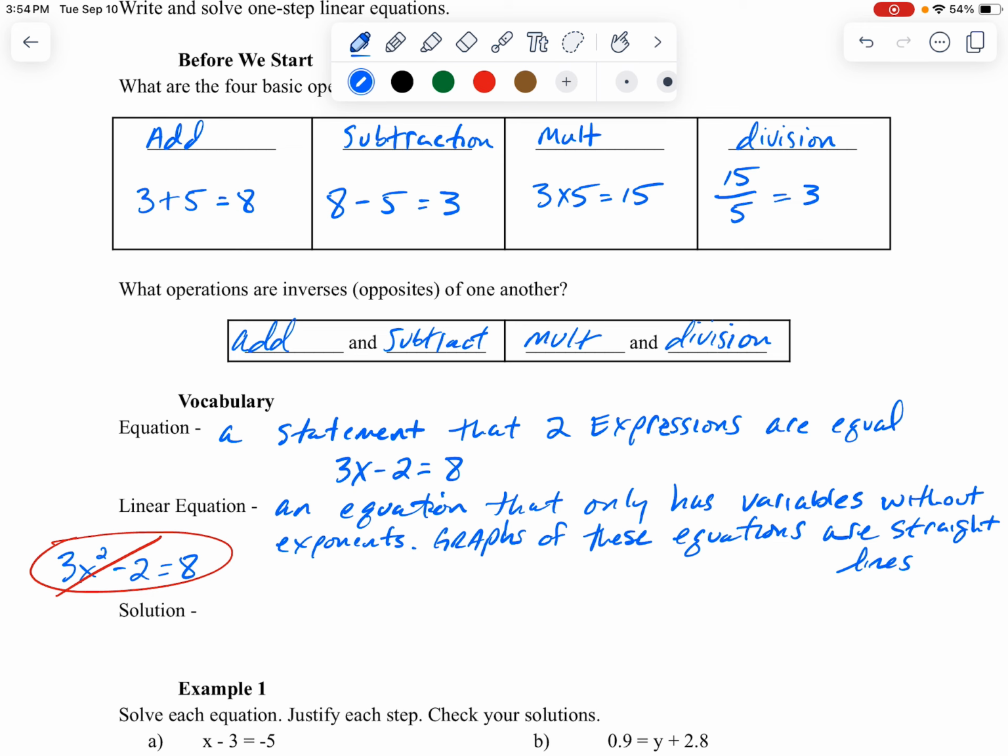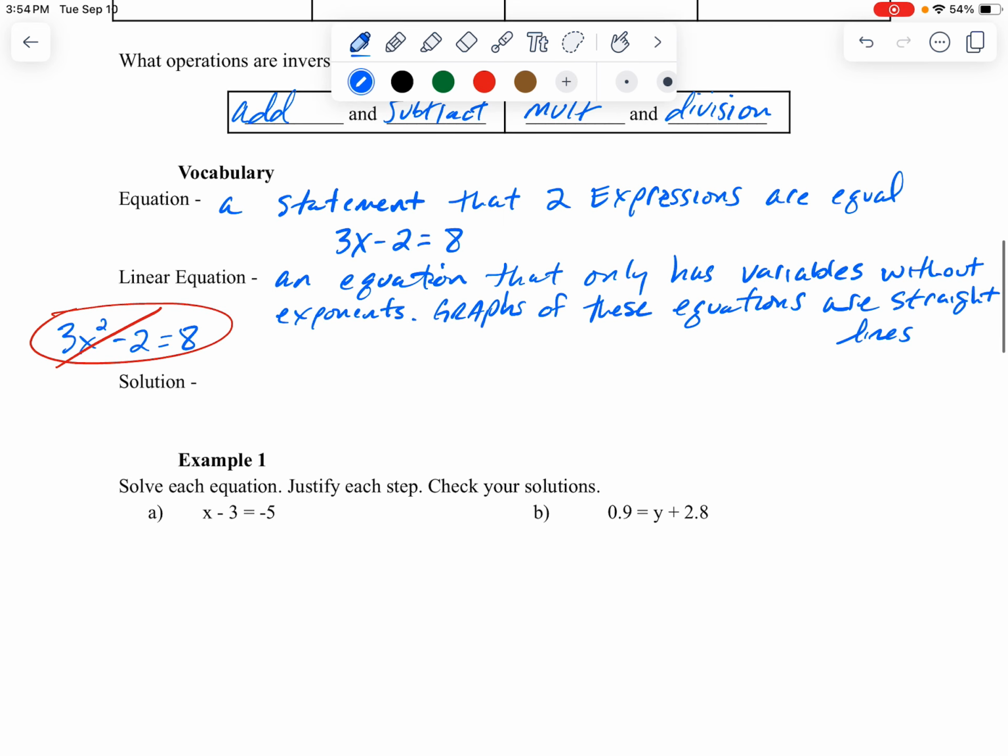When we talk about a solution, it is a value that makes the equation true, specifically a value for the variable. I'm going to tack an S on here because there may be one variable or there may be more than one. So a solution is a value of the variable or variables that makes the equation true.